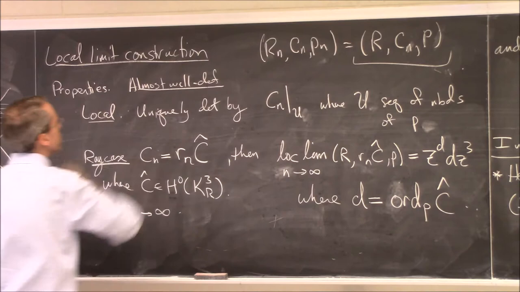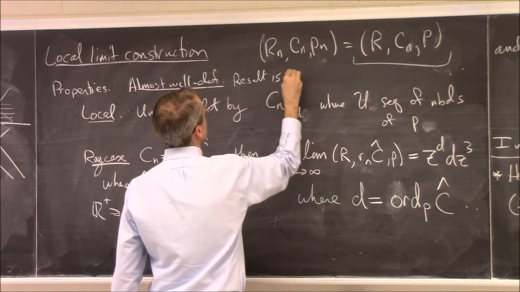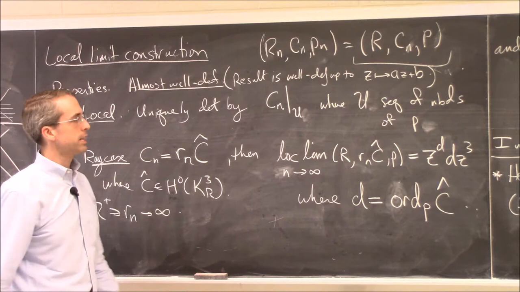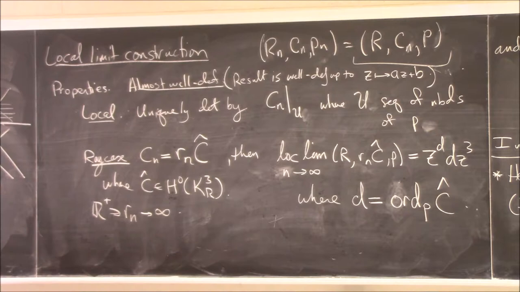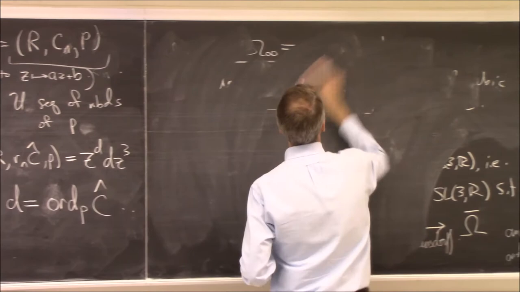Okay, so I don't mean to say that the output is literally a polynomial. The result is an equivalence class up to the action of the automorphism group of C, defined up to z goes to az plus b. So the result is exactly the kind of thing that you can feed into that map alpha that I defined before, an equivalence class under the automorphism group. So here this means something equivalent to z to the d dz cubed under an automorphism of the complex plane.